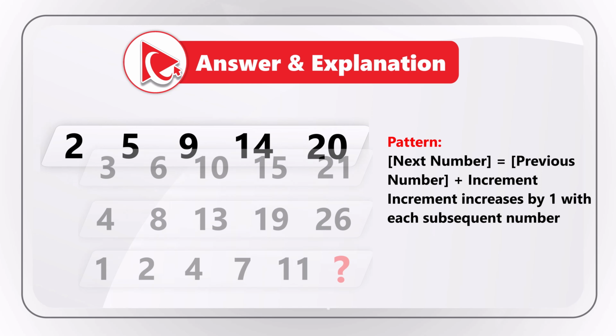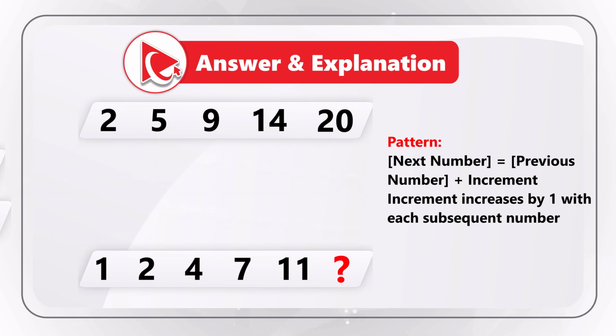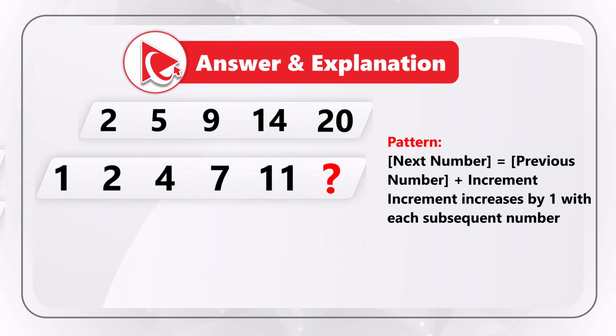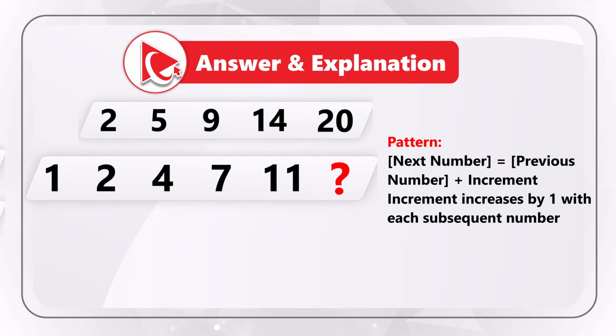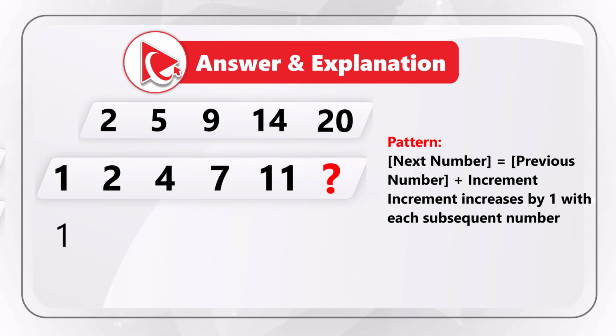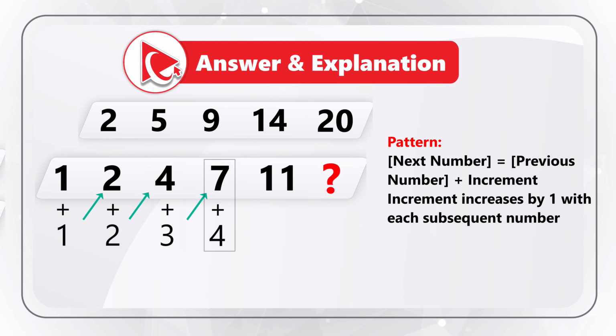I'm going to skip rows 2 and 3 so you can do the calculations independently to practice your skills, but I am going to do the calculations for the last row. 1 plus 1 equals 2. The increment increases by 1, so 2 plus 2 equals 4. 4 plus 3 equals 7. 7 plus 4 equals 11. And last calculation, 11 plus 5 equals 16. So the correct answer here is choice A, 16.